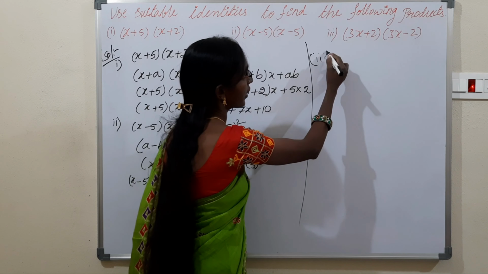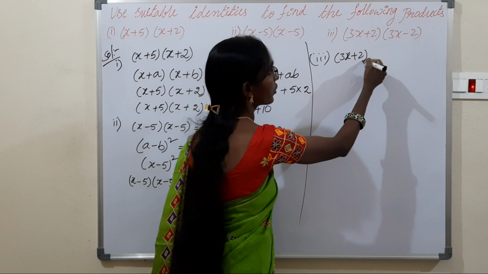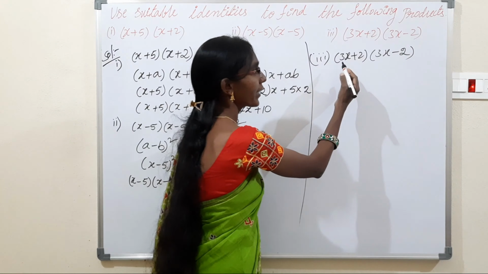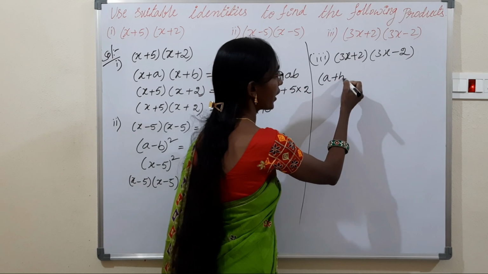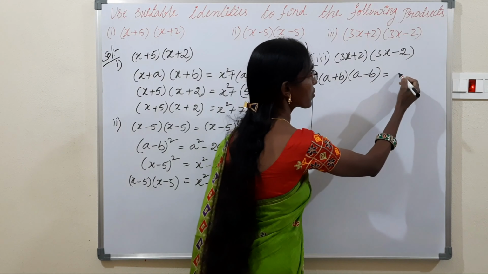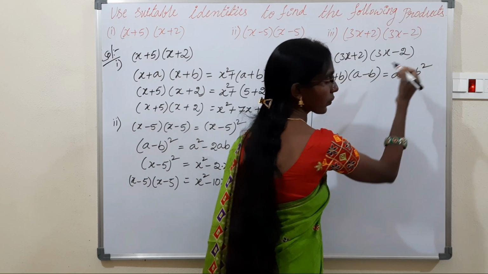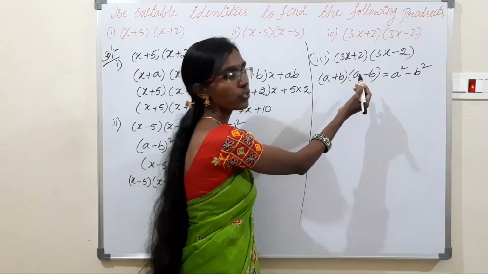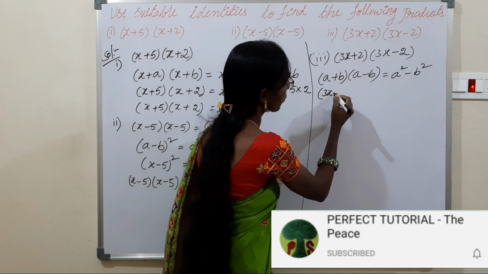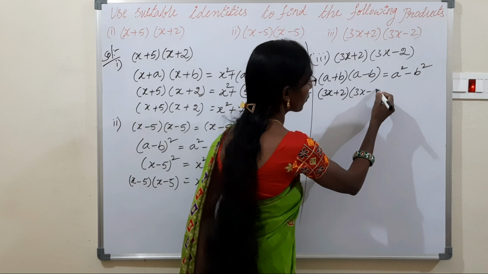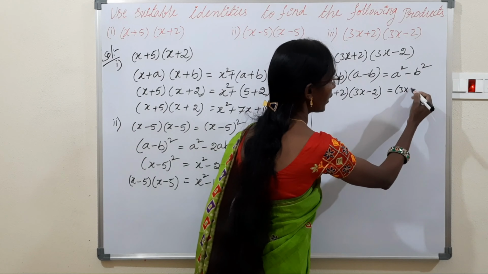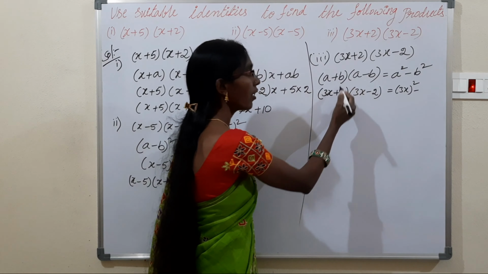The given question is 3x plus 2 into 3x minus 2. If you observe the question, it is in the form of a plus b into a minus b. a plus b into a minus b is equal to a square minus b square. This identity we have to use to find the product of the given question. Let's write 3x plus 2 into 3x minus 2 is equal to, in the place of a we have 3x, that means 3x whole square minus, in the place of b we have 2.